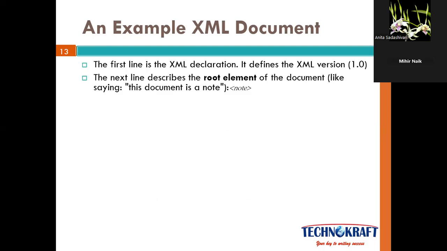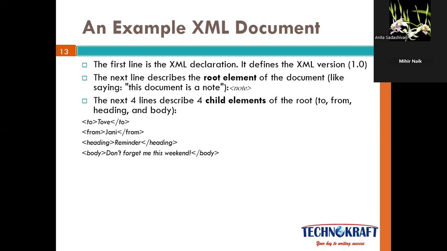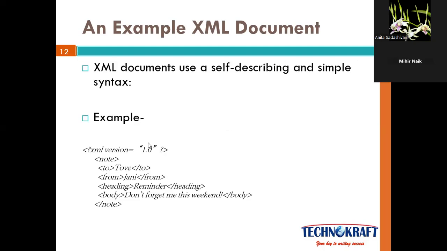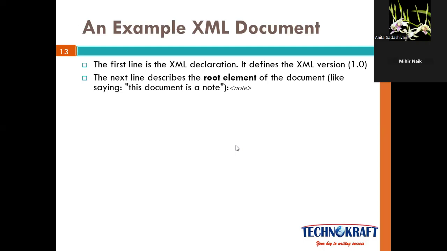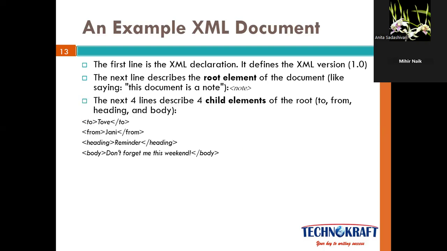The first line is the XML declaration, which defines the XML version 1.0. So it says version 1.0. The next line describes the root element of the document, like saying this document is a note. The next 4 lines describe the 4 child elements of the root: to, from, heading, and body.